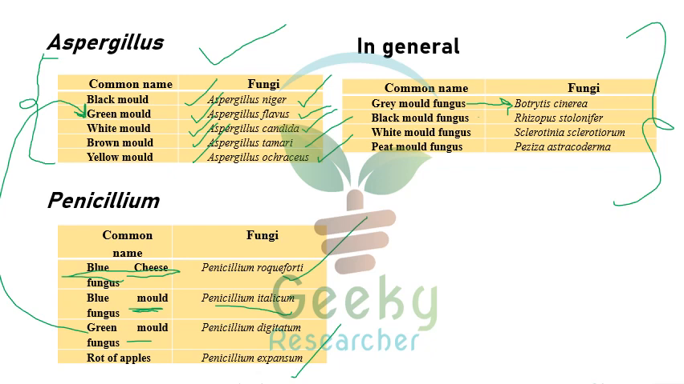So black mold in general is Rhizopus stolonifer. White mold fungus, Sclerotinia sclerotiorum. Peat mold fungus, that is Peziza ostracoderma. This is in general; this is what we may expect.